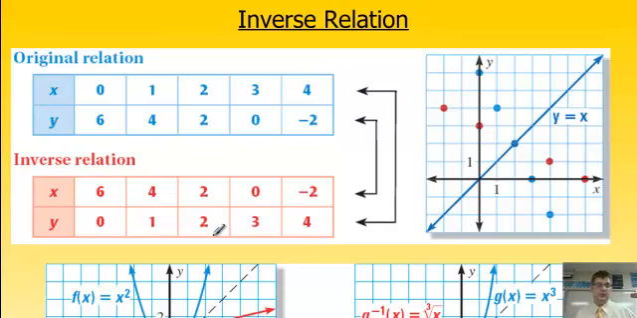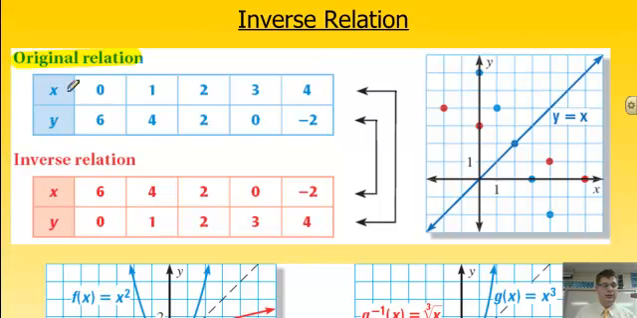The next topic we want to talk about is inverse functions. And to understand inverse functions, you need to know what an inverse relation is. An inverse means you're flipping your x and y. That's it. Your y becomes your x and your x becomes your y.